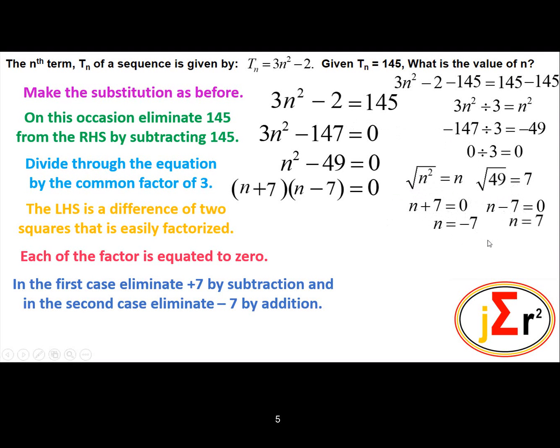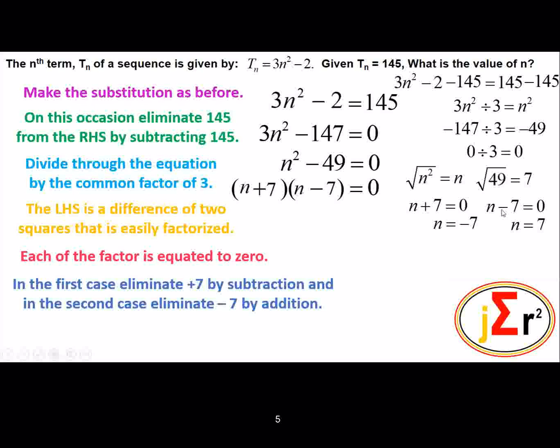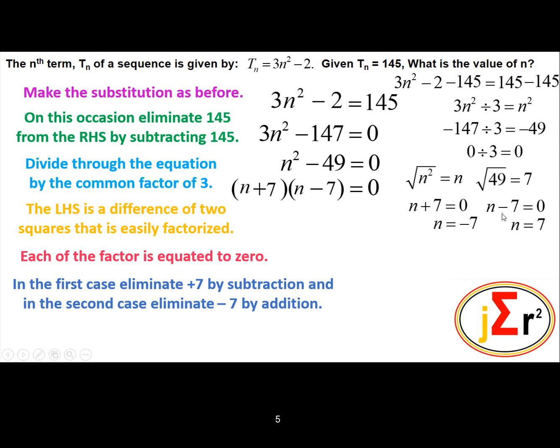Then, of course, for the other factor, n minus 7 is equal to 0. So if n minus 7 is equal to 0, what do we do? Eliminate this negative 7 by addition. And of course, we are going to add 7 to the other side also.